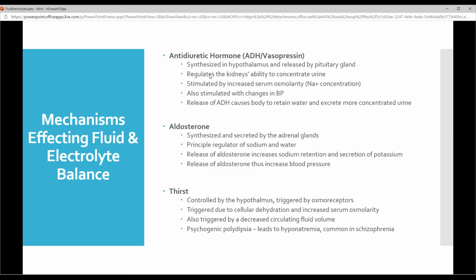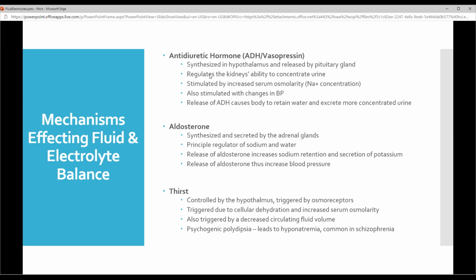If you have an excessively high ADH, this is a question: what would you expect your urine to look like? Concentrated, exactly, because you're retaining water. So you're putting out this sodium-filled, concentrated, thick urine, okay? Because you're holding on to water. So what kind of specific gravity is it going to be, high or low? High. If your urine's concentrated, urine specific gravity is going to be high.